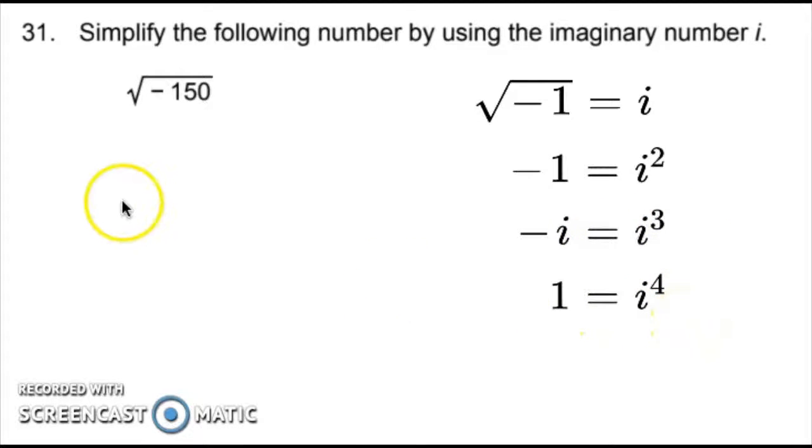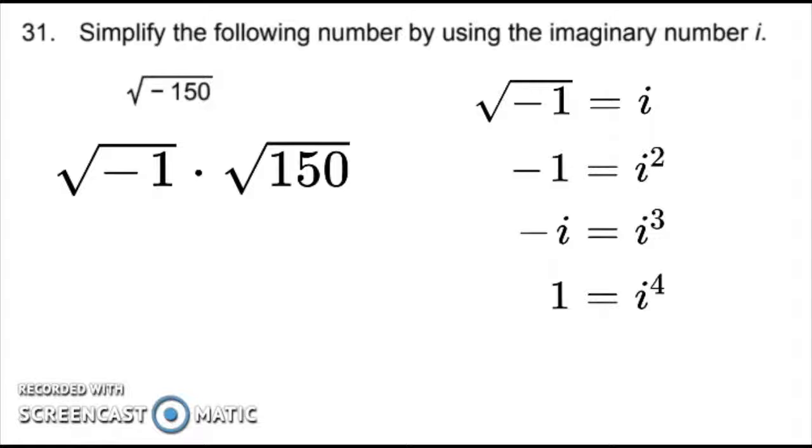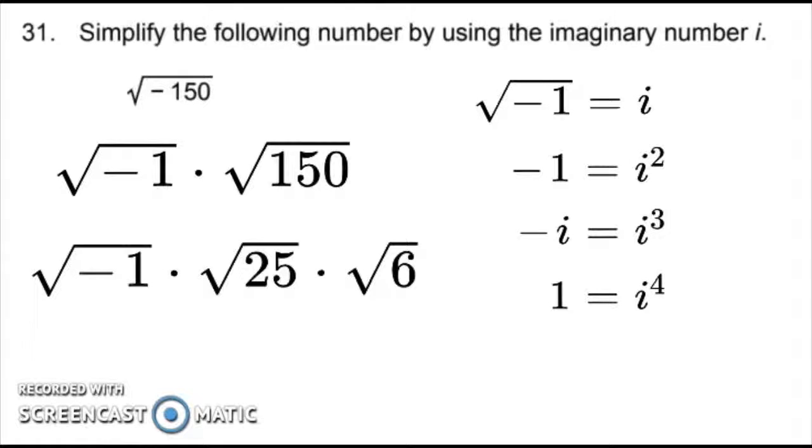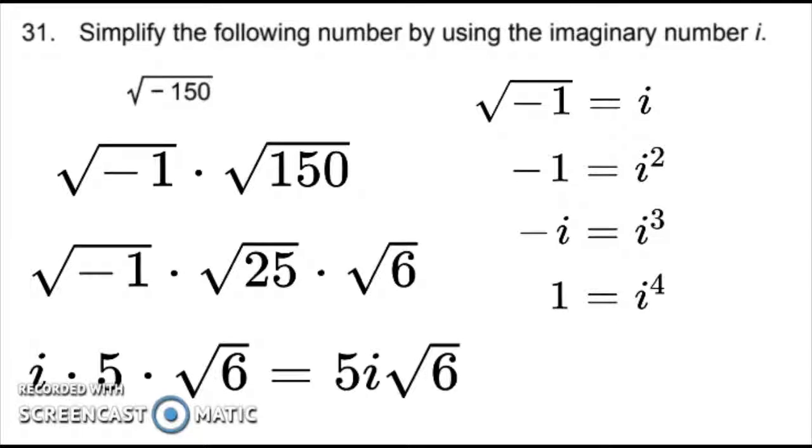So we're going to start by taking out the radical negative 1. So we'll have radical negative 1 times radical 150. So now I need to look for the largest perfect square factor of 150. That's going to be 25. So I'm going to have radical negative 1 times radical 25 times radical 6. Now the square root of 25 is going to be 5. So I have 5 times i, or 5i, radical 6 as my answer for number 31.